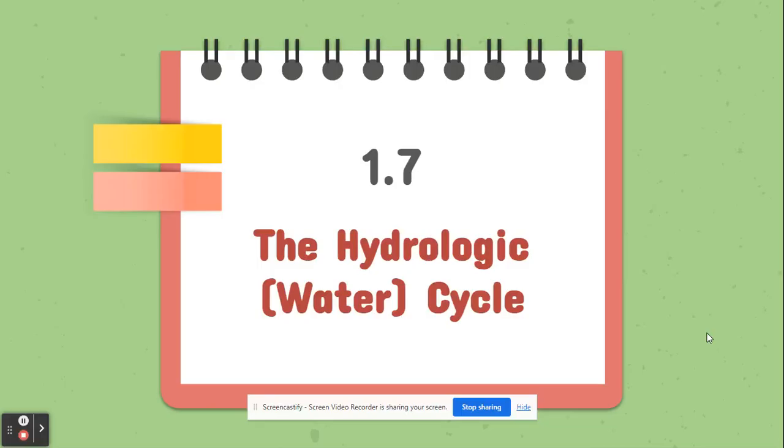Everyone, this is Miss Moriarty and I'm here to discuss topic 1.7, which is all about the hydrologic or water cycle. In our discussions of Unit 1, we're now going to get into a lot about the abiotic factors, things like water, carbon, nitrogen, and so on, and how those cycle through ecosystems, and how living organisms depend upon those things.